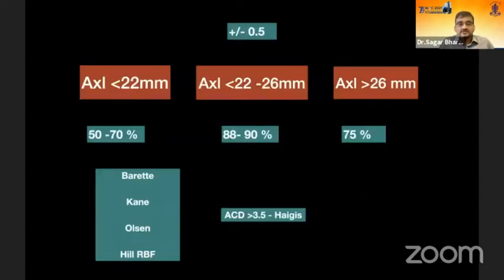If you take the gist of the studies available now, you divide your patients into 3 groups: less than 22, 22 to 26, and more than 26. The middle group will give the best results. Almost 80 to 90% will achieve within 0.5, and the less than 22 and more than 26 groups will give moderate success. And these are the formulas of choice. Barrett is number 1. Kane is also there. Olsen and Hill RBF. Olsen is, of course, paid software, and Hill RBF works mainly for LENSTAR.